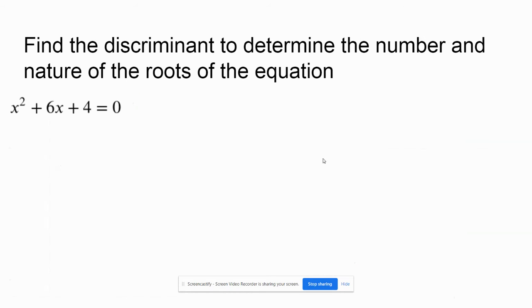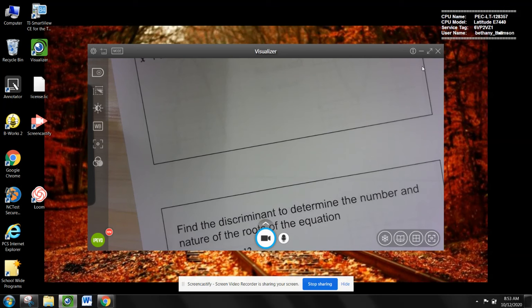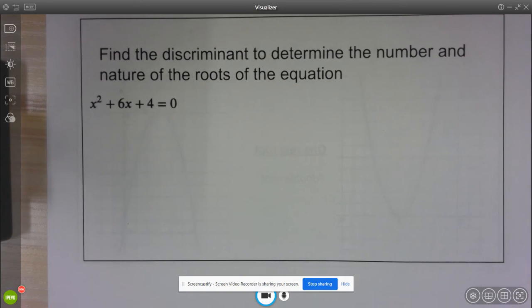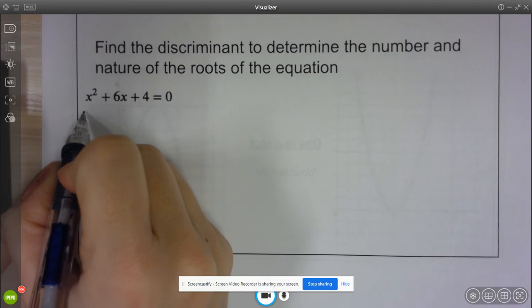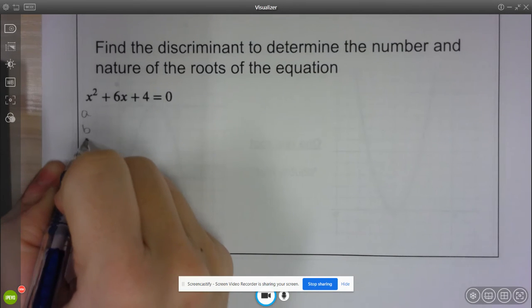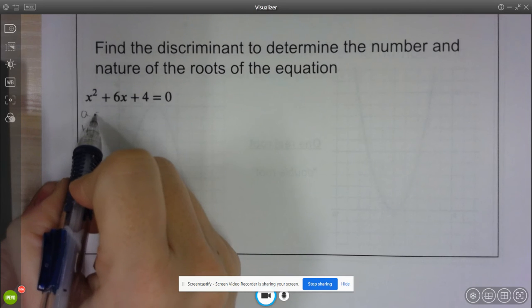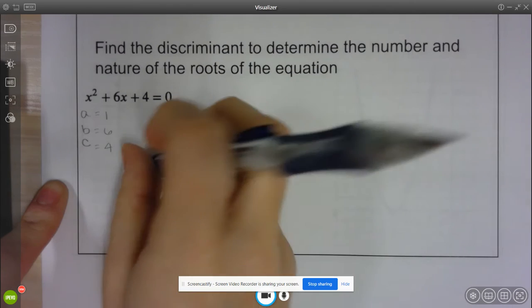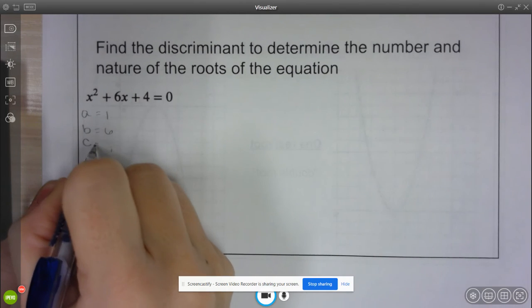So I'm going to switch over to my document camera here. Our first one is asking us to find the discriminant and to determine the number of solutions or the number of roots that we would have for this quadratic. The first thing I need to figure out is what A, B, and C are. So here A is 1, B is 6, and C is 4.